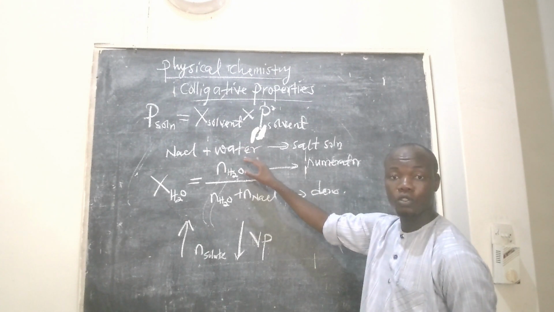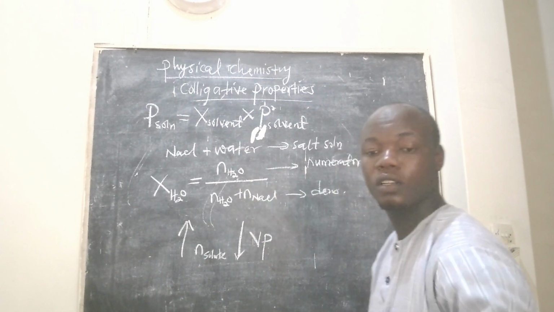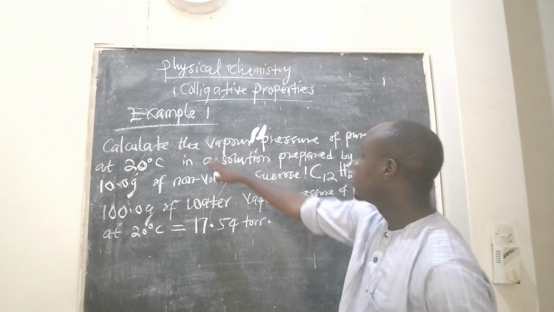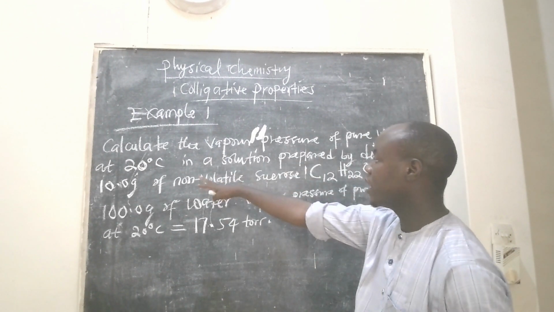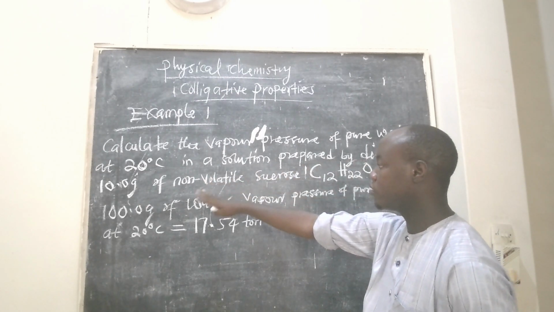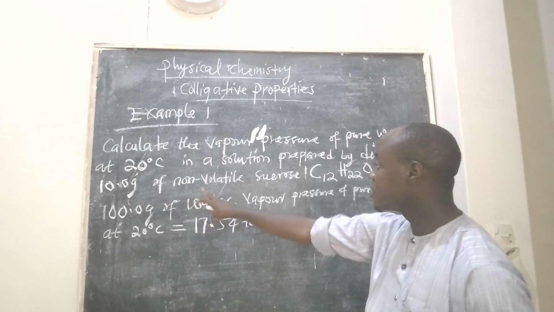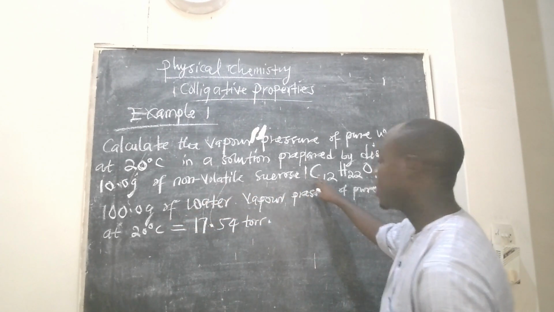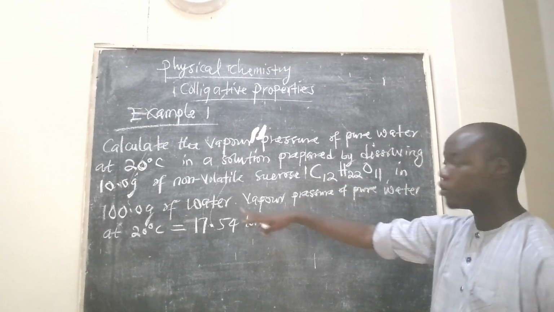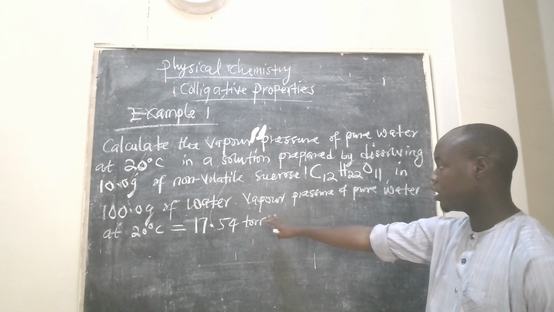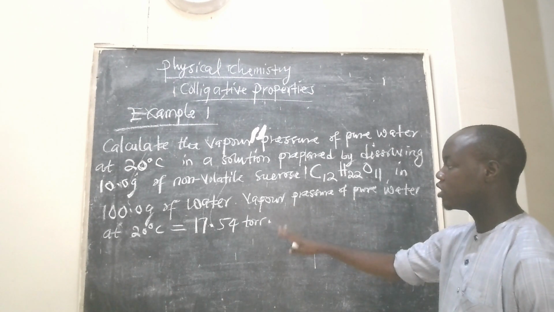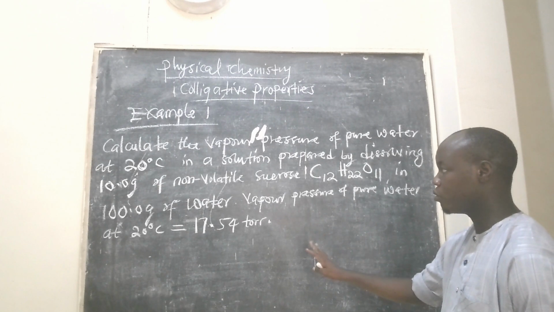So let's also look at some examples. Okay, so let's now look at this example. Calculate the vapor pressure of a solution prepared by dissolving 10.0 gram of non-volatile sucrose, whose formula is C12H22O11, in 100.0 gram of water. The vapor pressure of pure water at 20 degrees centigrade is equal to 17.54.